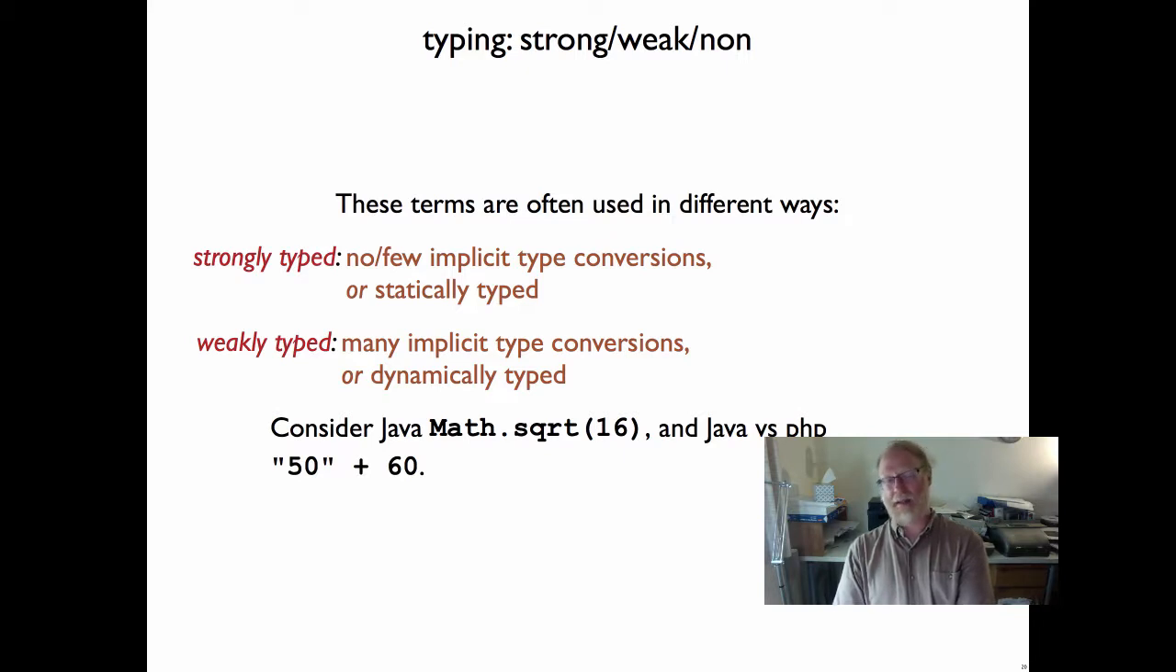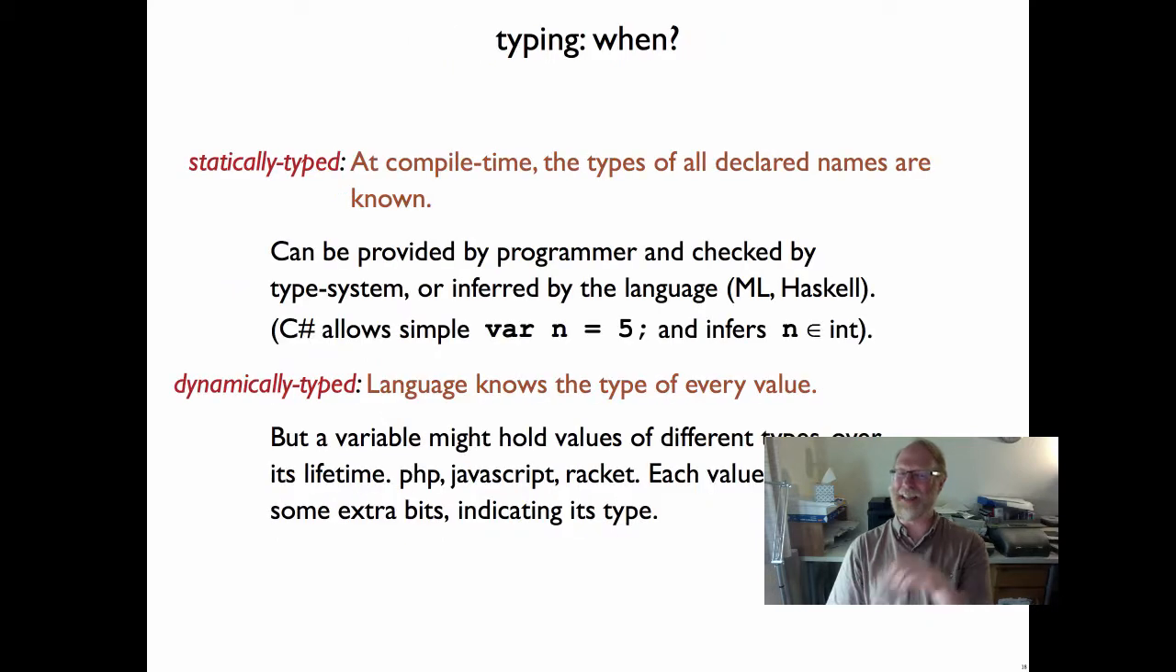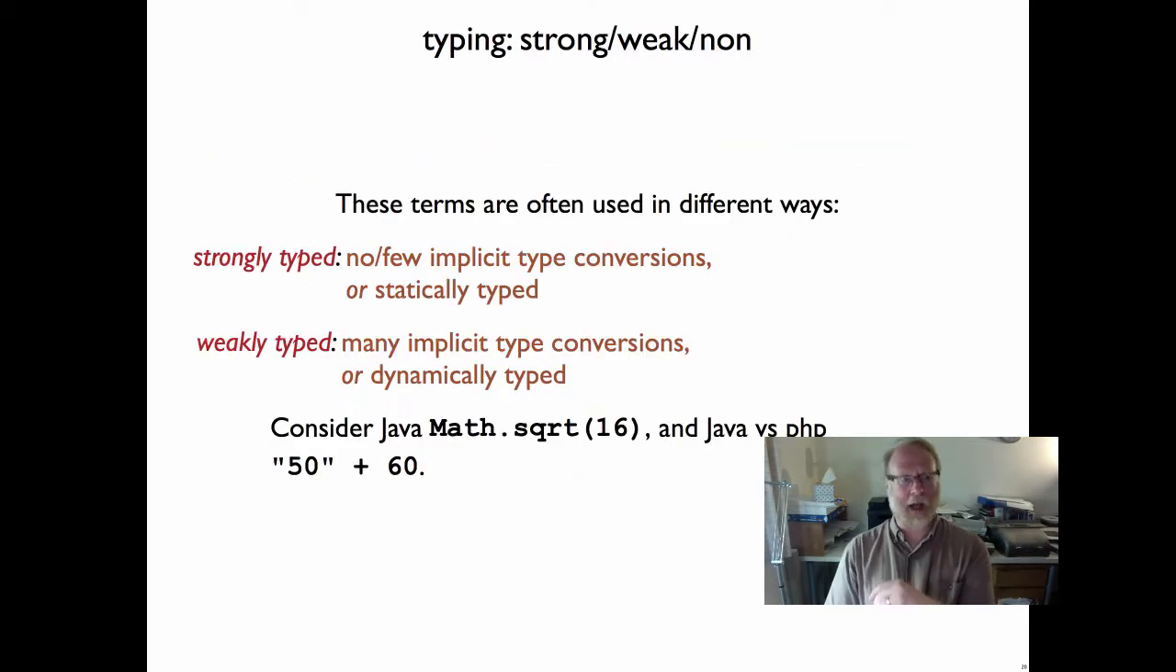Okay, so again, people will sometimes use the term strongly typed or weakly typed. And sometimes when they say strongly typed or weakly typed, what they really mean is statically typed or dynamically typed. Misleading terms. I prefer statically typed, dynamically typed. Those are both very clear. Because another way people use strongly typed and weakly typed is meaning, are there a lot of implicit conversions?